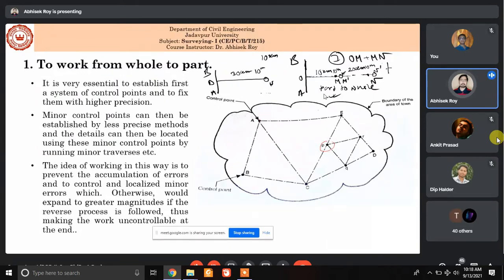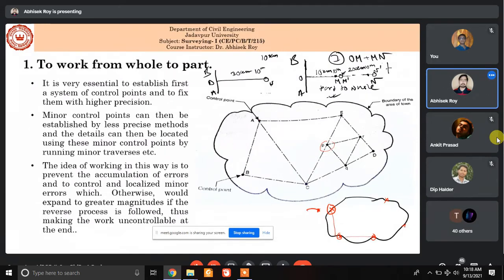Whole to part or part to whole? You are asking? Whole to part, na? Suppose I have to measure a larger plot, then what I will do? In the beginning, I will first mark my control points, and I will mark those points, the distance between them, all these things very accurately. So I have plotted some station points, some control points throughout the whole part.